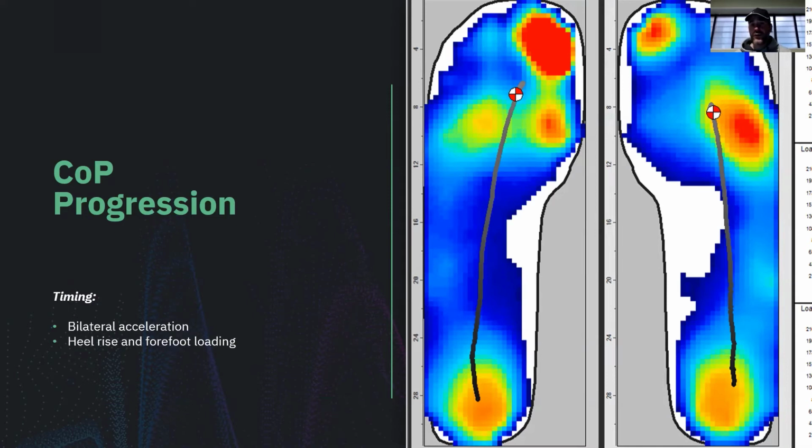Last thing to look at is the timing. The timing of progression of the center of pressure can help us in identifying difference in acceleration of one segment of the foot with respect to the other, and give us information about the timing in heel rise and the forefoot loading.